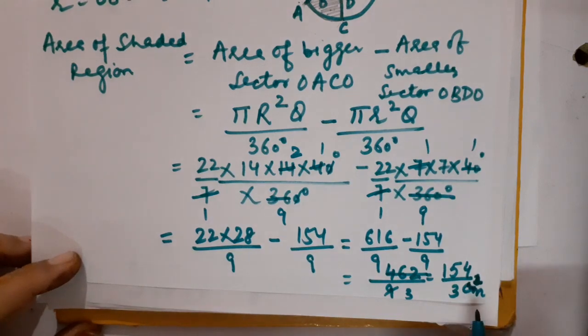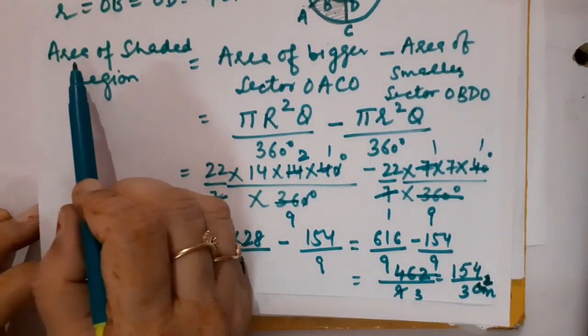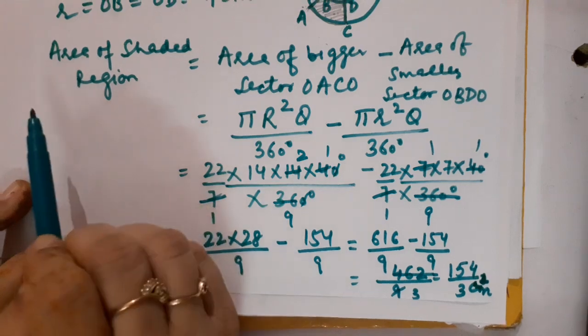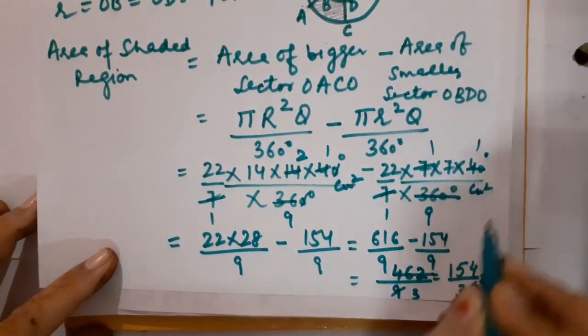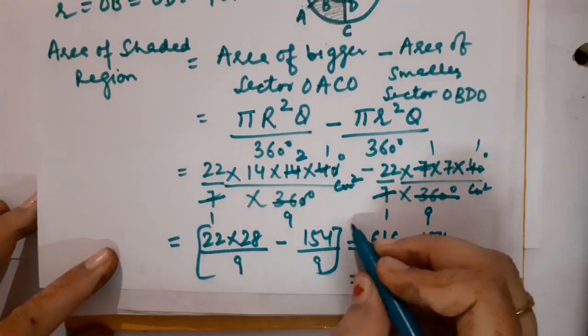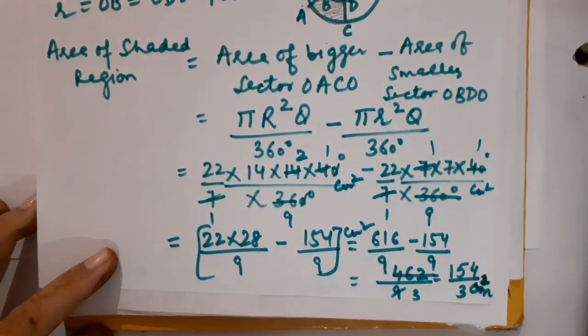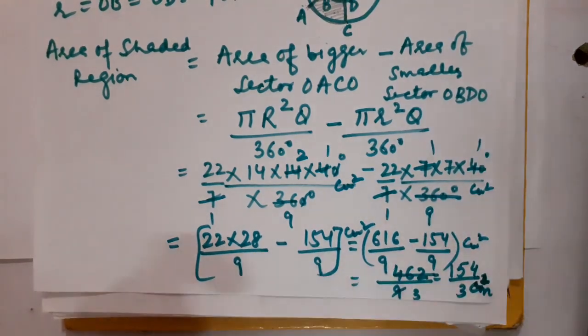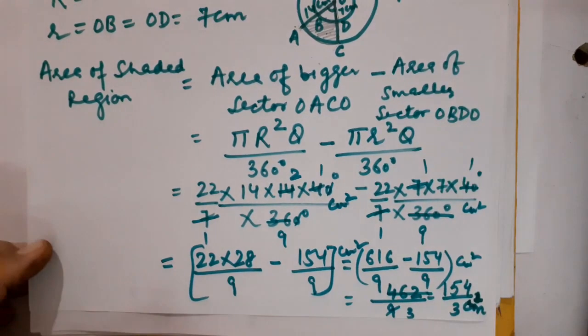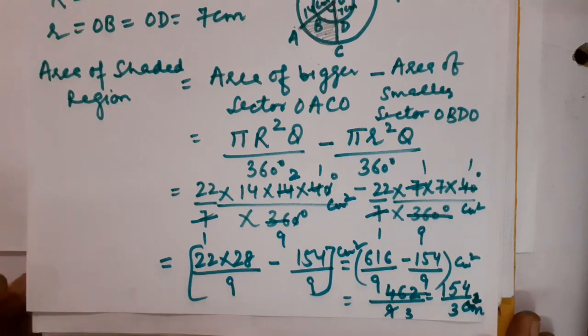Why did I write centimeter square? Because we were going to calculate the area. Correct, children? Here also you could write centimeter square, or while making a big bracket, you could write centimeter square here also. Similarly, here also. Correct? So children, this was all about today's lecture.